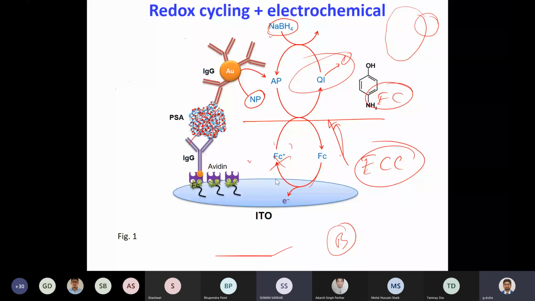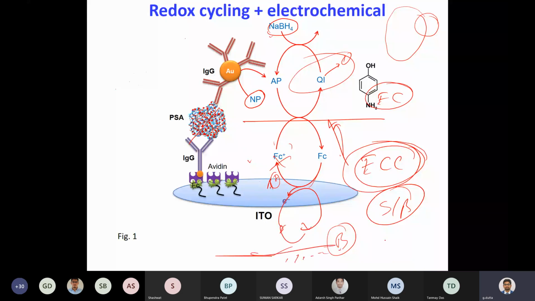Yes, sir. Clear, sir. You can add one more. If you add one more, then you can increase the number of cycling again. But generally, it is enough to generate a very high signal to background ratio. But if you add one more, like A plus, maybe one more cycle will be done. Then it can be generated on the electrode surface. Then it will be ECCCC like this. Okay, clear?